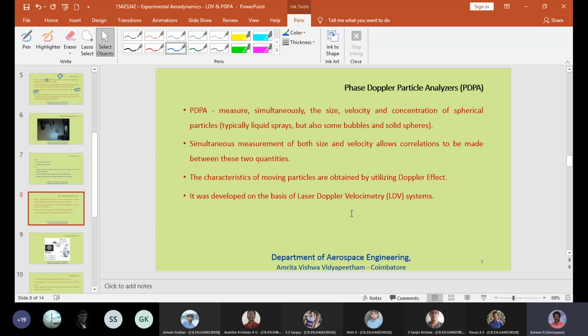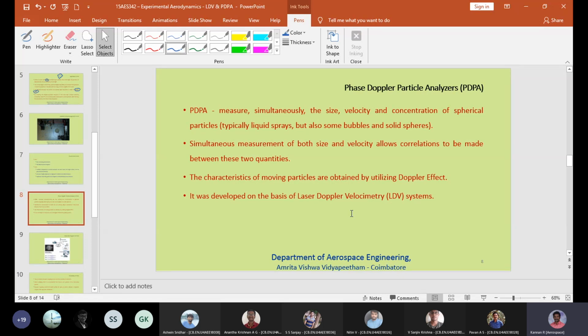You can measure the size, and if the solid sphere is moving with a certain velocity, you can measure that. Even the concentration of your spherical particles you can measure with the help of your PDPA. That's the advantage, that's the application. We are going to measure both size and velocity, and with the help of that, we are going to do a correlation between these two quantities.